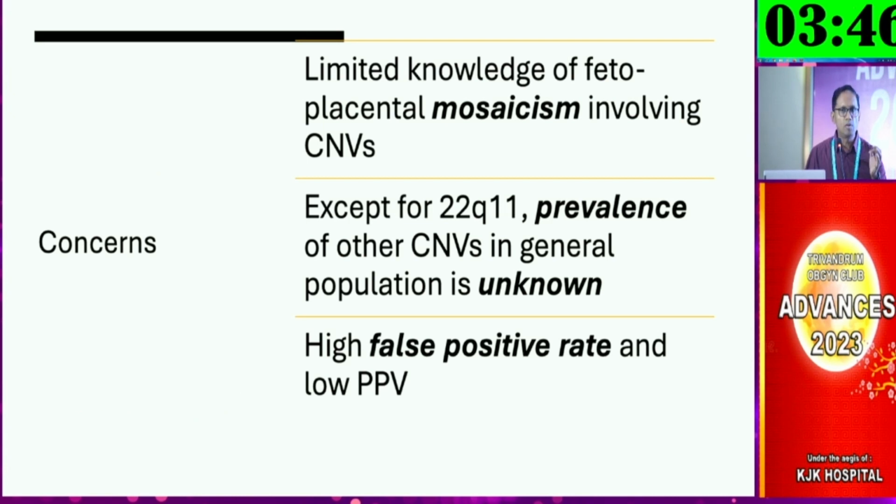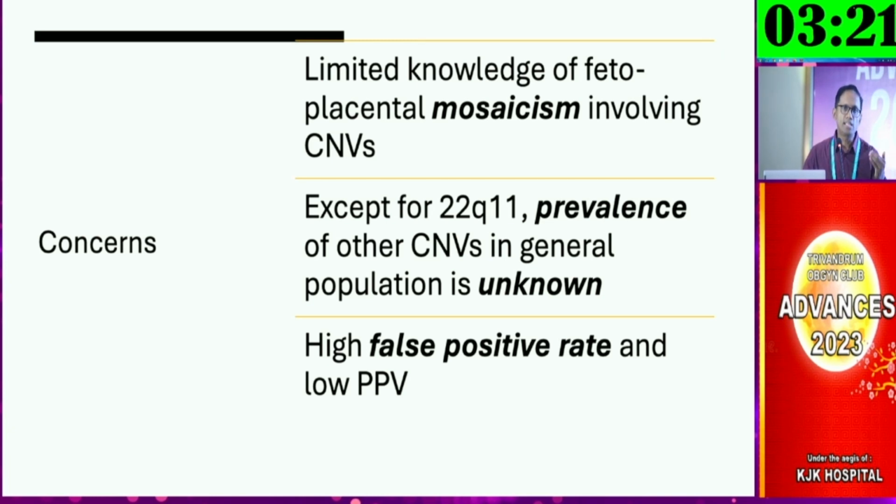Now, the problem with copy number variants is that we do not know the prevalence of these copy number variants. We should know the prevalence to institute a screening program. Without knowing the prevalence, we should not try screening, except for 22q. For the rest of the microdeletions, the prevalence is not known. That is one point. The second point is, we do not know the phenotypic expression of this disease.